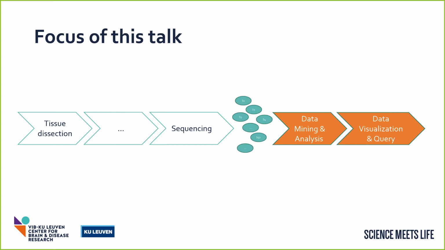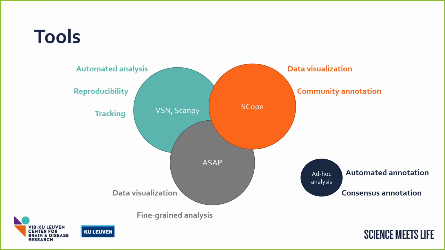There's been an incredible amount of work, and on the data analysis side, we split this into three main components that I'm showing here, each focusing on a really important attribute of an atlas. Vision, which I mentioned previously, is the main analysis platform, and we're using the ScanPy package for the analysis there. This covers automated analysis, the reproducibility of the analysis, as well as tracking of the data.